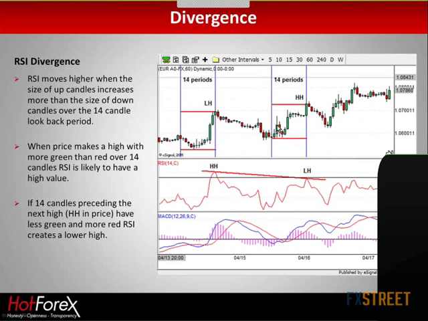But then on the next occasion, here, when the price makes a high with a higher high, with less green in relation to the red than in the previous occasion, then we have a higher high in price, but a lower high in the oscillator.